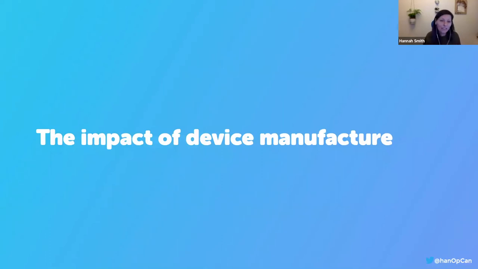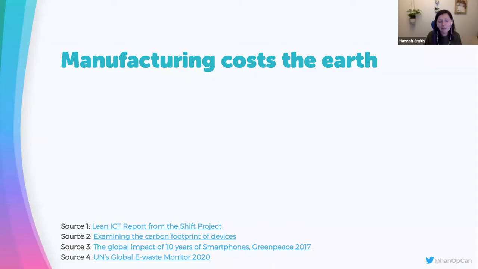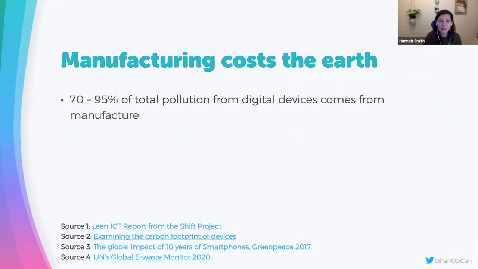And we need to start off by understanding that manufacturing these devices in the first place is where the majority of the pollution comes from. Between 70 to 95% of the total pollution from digital devices arises from the manufacture of these devices. So the very creation of them, the fact that they exist at all, is responsible for an incredible amount of pollution. And some people might say that manufacturing these devices costs the earth.